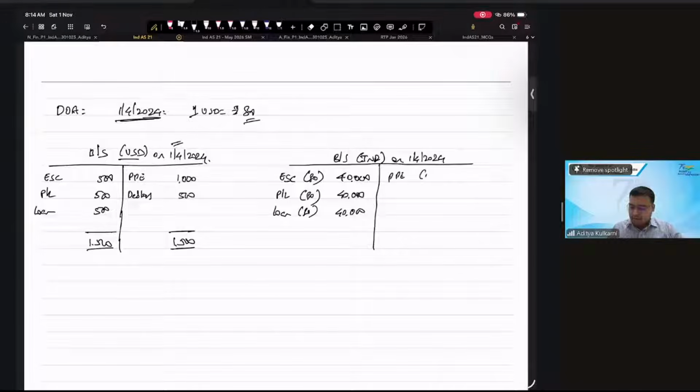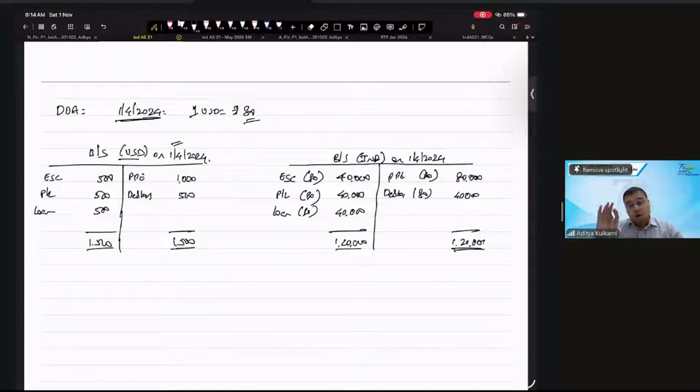Similarly, PPE also I will use 80, so that becomes 80,000, and debtors again will be 80, so this will be 40,000. So can I say that on the date of acquisition, my balance sheet or trial balance perfectly tallies? Yes. It will always tally. It's not only in this case. It's not a miracle I performed. It is pure logic. On the date of acquisition, you convert everything into INR.